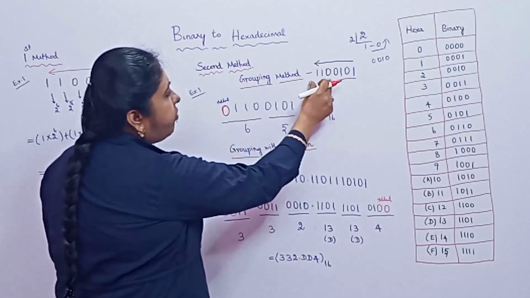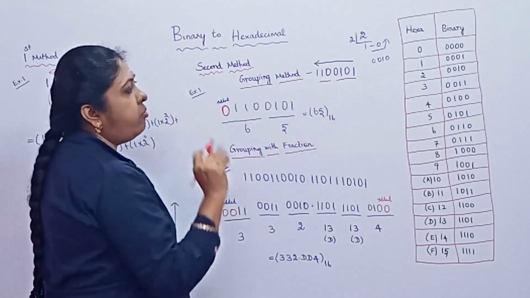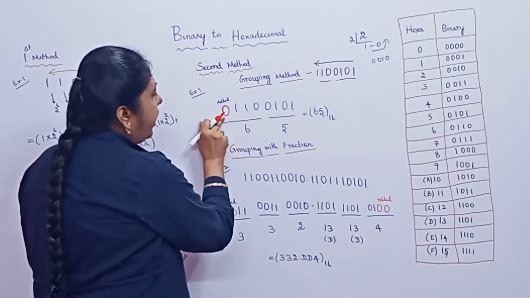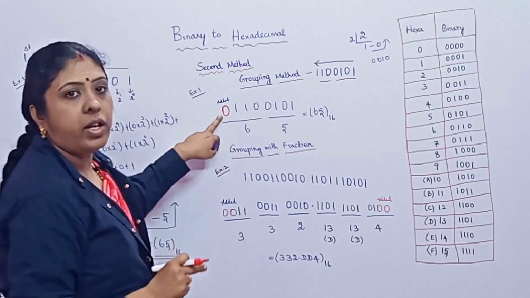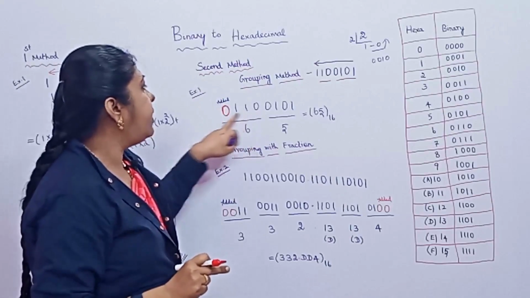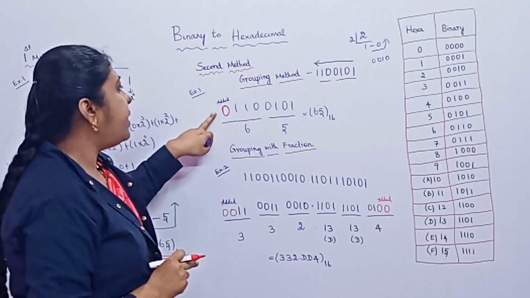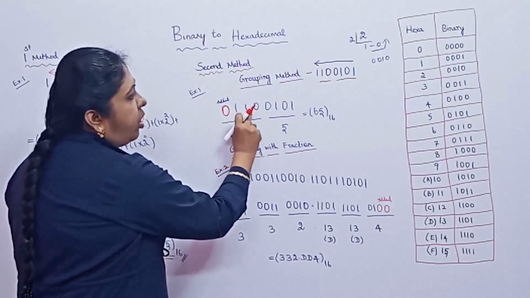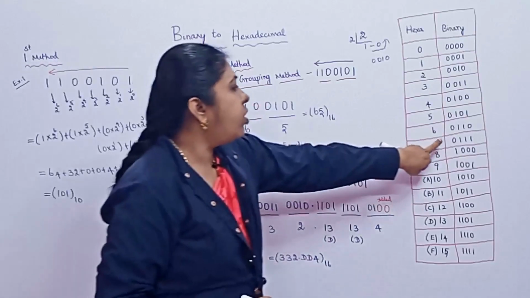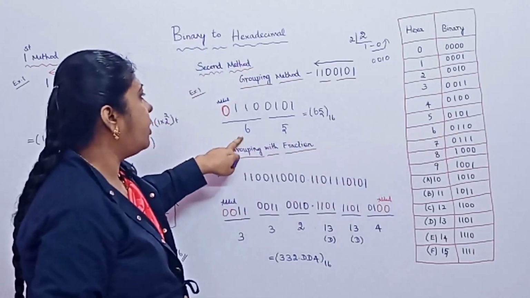When you want to change to hexadecimal, we have to have 4 binary digits. Since we have only 3 binary digits here, a 0 is added before it. This 0 we have to add. After adding the 0, the values can be converted. So 0110 here represents 6. It is noted.